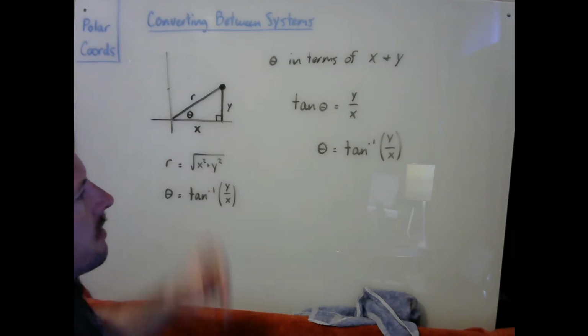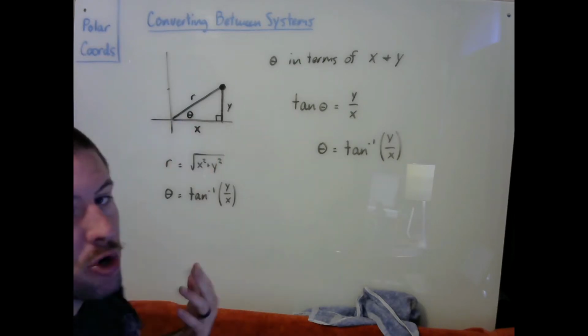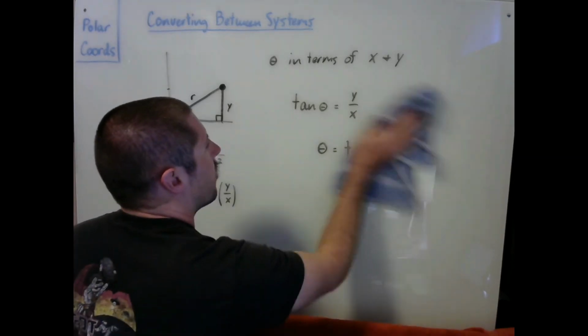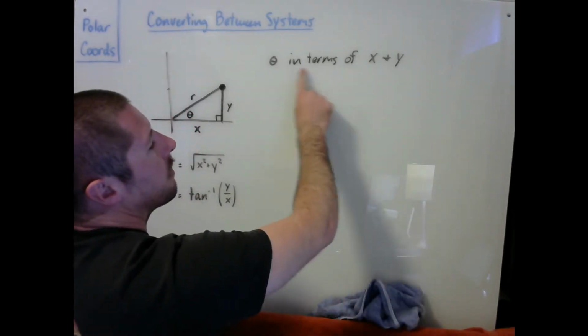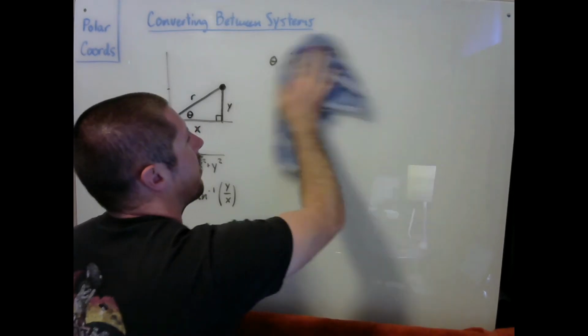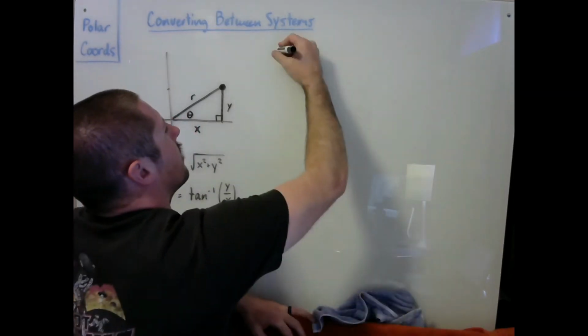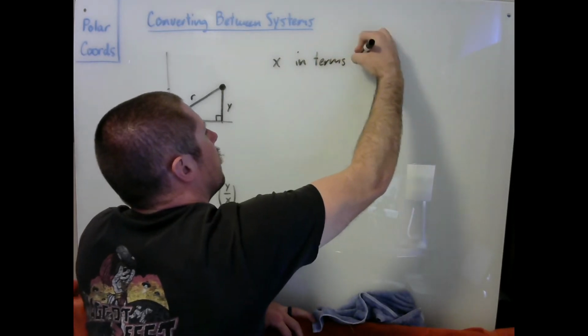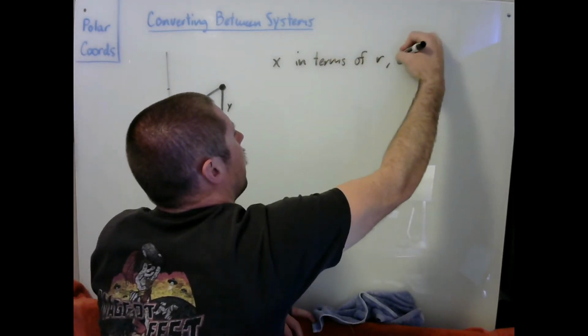Now we'd like to flip this around. Now we'd like to say, if we knew the polar form, how could we get the rectangular form? So now let's go ahead and switch this. Before we were looking for things in terms of x and y. Now we want things in terms of r and theta. So let's find x in terms of r and theta, and then we'll do y.